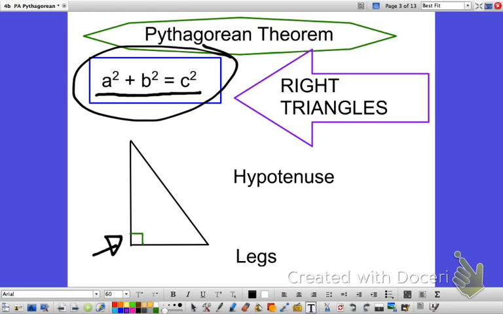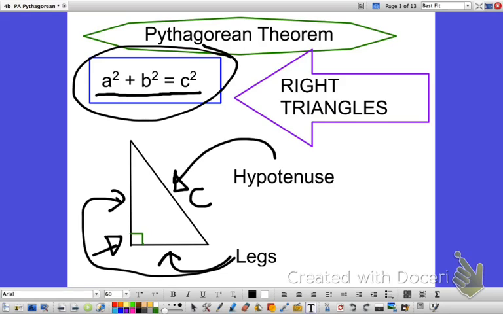It has to be a right triangle, 90 degrees in one of the vertices. So in a right triangle, the hypotenuse is the longest side. It's across from the right angle. And with the Pythagorean Theorem, we call it C. Now there's no way you can make a right triangle without the hypotenuse being the longest. The legs are the two sides that are attached to the right angle. We call them A and B.